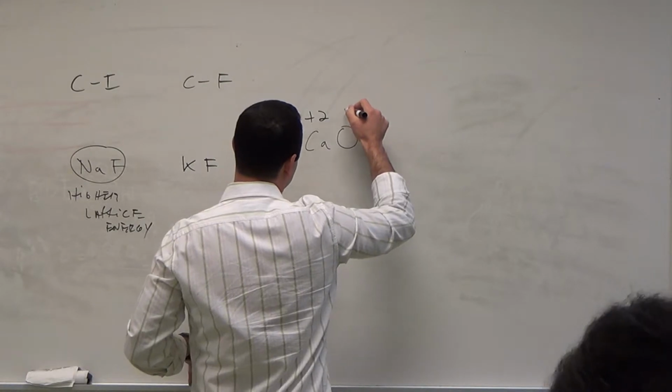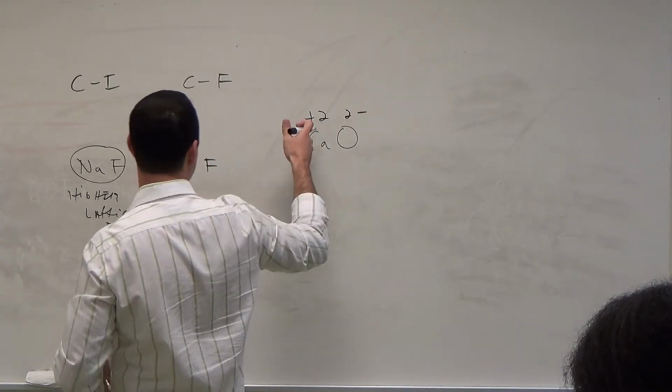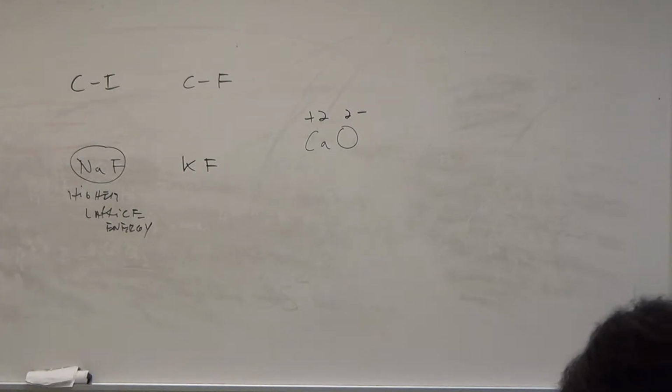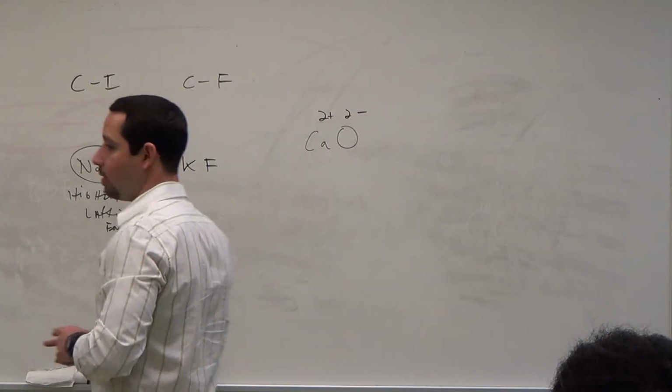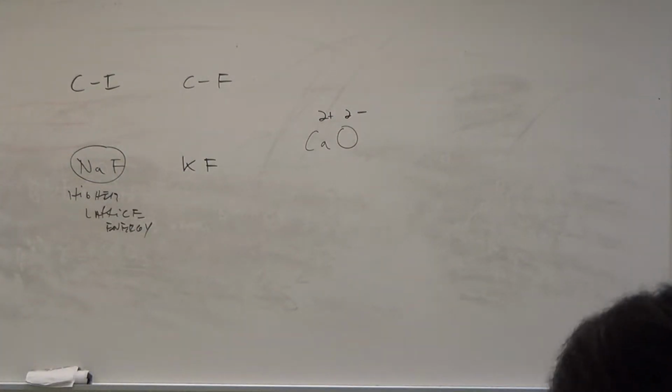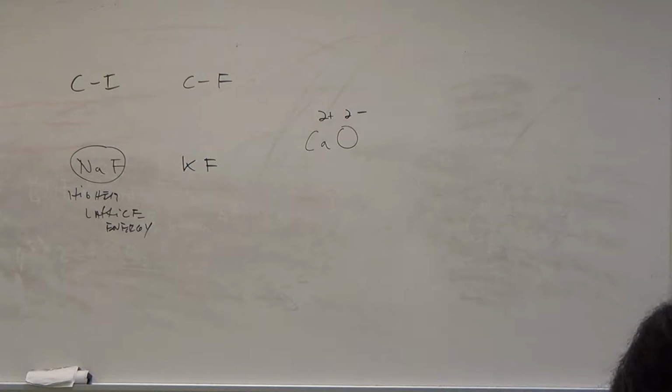2 minus. +2 and 2 minus oxidation, no, it's the same, okay? I should say 2 plus. Okay, so the force of attraction of charged ions, if the charge increases, the force of attraction increases. So this, because it has a 2 minus and a 2 plus, has stronger attraction than a +1 and a -1. Okay? +2, -2, more attraction than +1, -1.